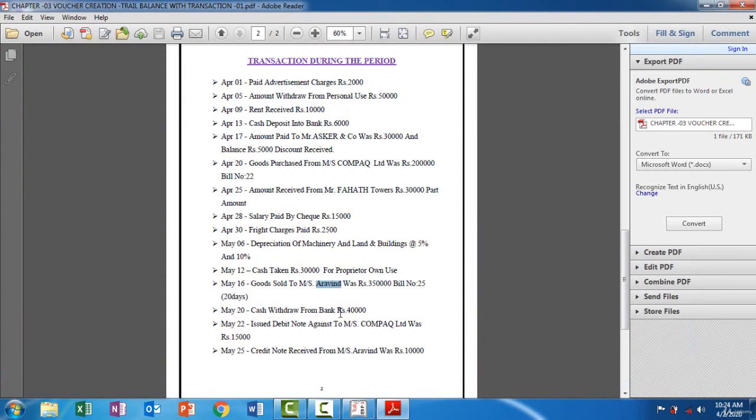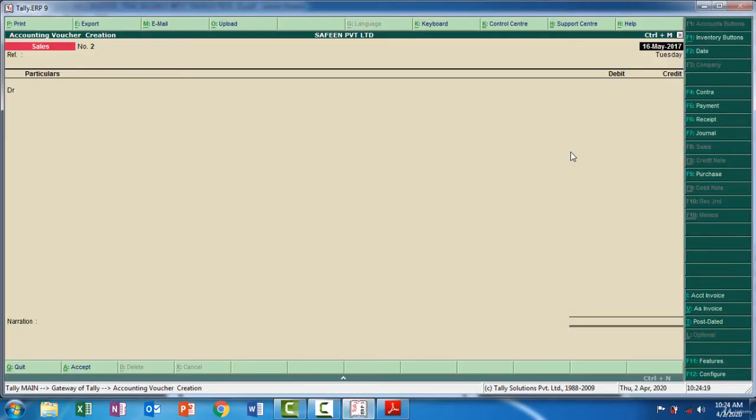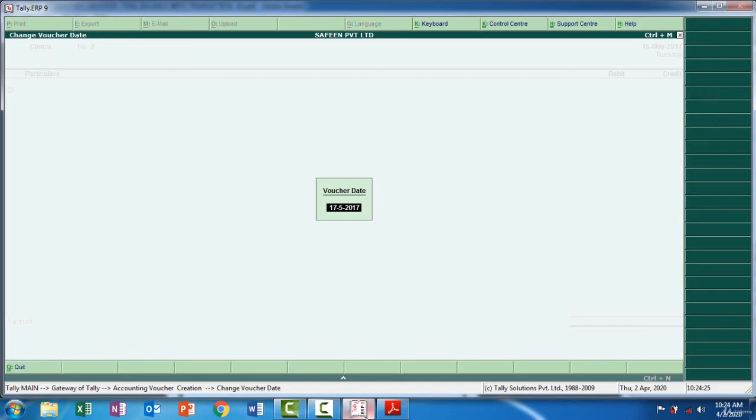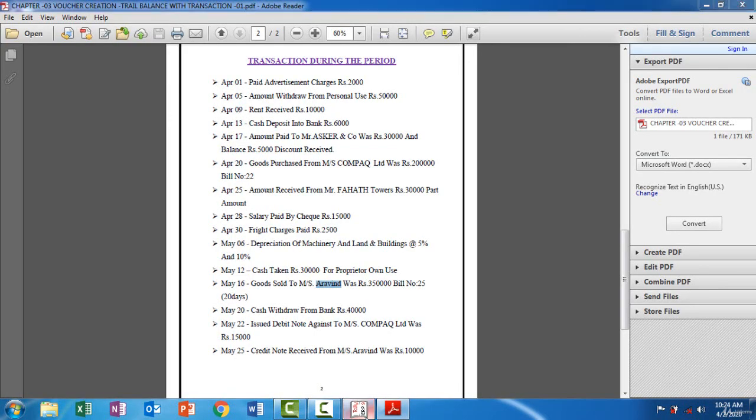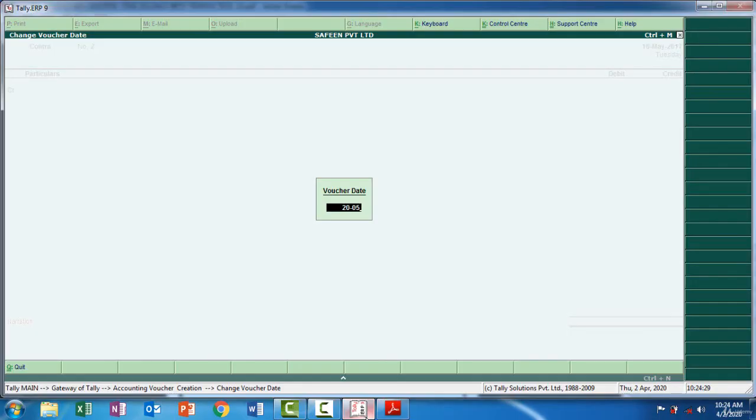If we withdraw cash from the bank, we have to enter it in the contra voucher. So what is the double entry? Cash account debit and bank account credit. So now I'm going to select the contra voucher. The date I need to enter here is 20th of May.